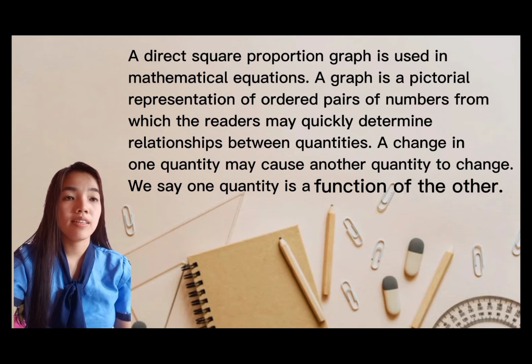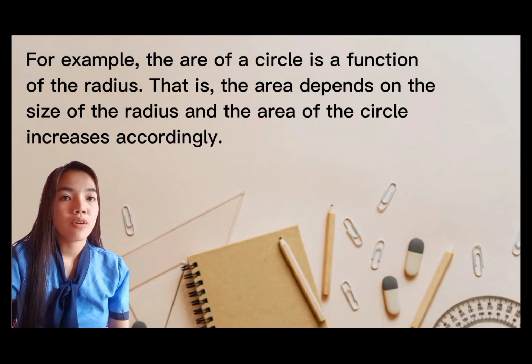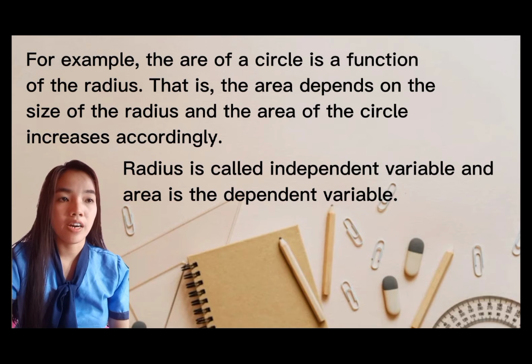A graph is a pictorial representation of ordered pairs of numbers from which readers may quickly determine relationships between quantities. A change in one quantity may cause another quantity to change. We say one quantity is a function of the other. So for example, the area of a circle is a function of the radius. That is, the area depends on the size of the radius, and the area of the circle increases accordingly. In this example, the radius is called the independent variable, and the area is the dependent variable.